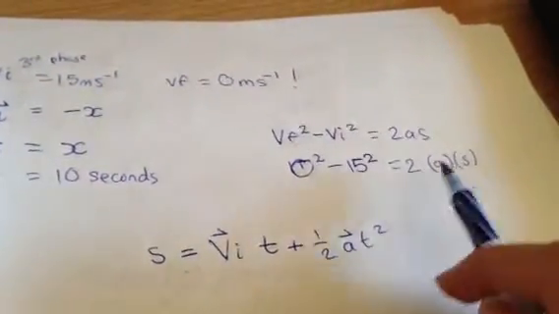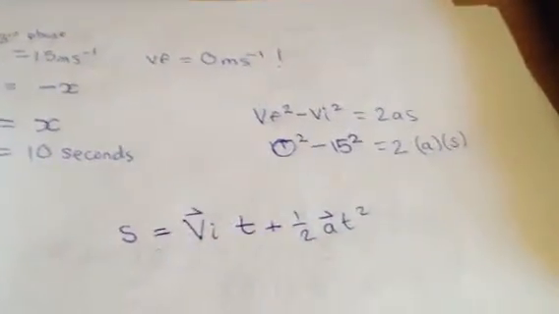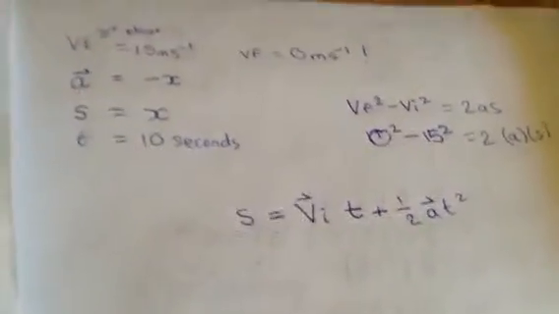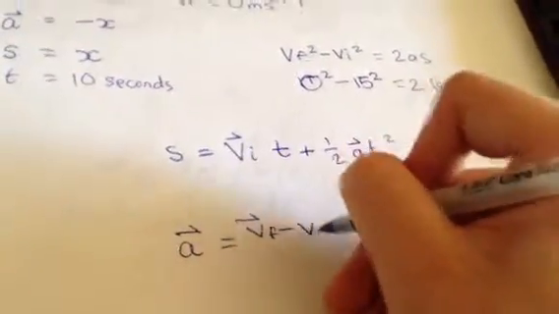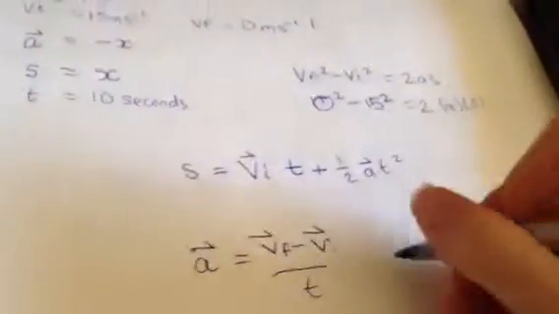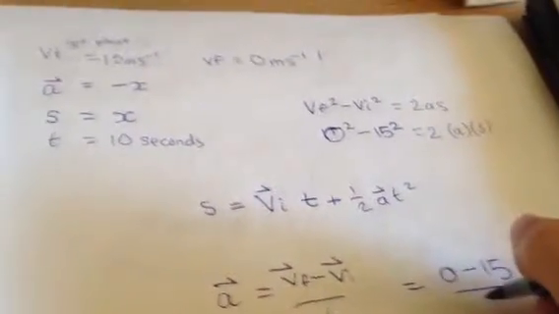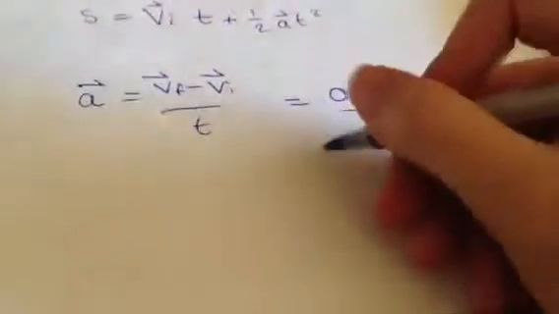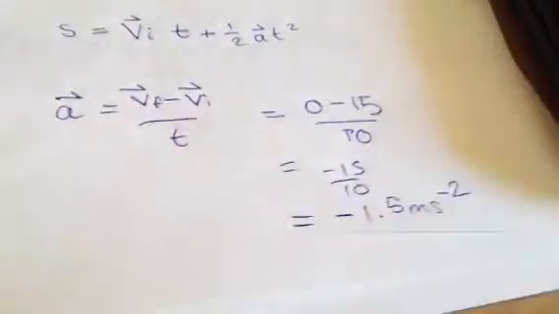So we have two different ways of calculating the last bit, but we need to be able to get one value first. As you can see here, I'm showing you that there are multiple ways to calculate it. But for acceleration, it's really easy to get. We use the final velocity, take the initial velocity, like usual, over time. So the velocity final is 0, negative 15, and over time, which is of course going to be 10 seconds. Therefore, we get an acceleration of negative 15 over 10, which equals negative 1.5 meters per second squared.